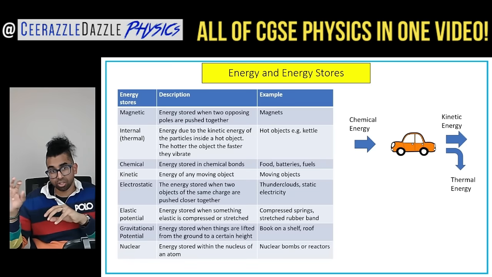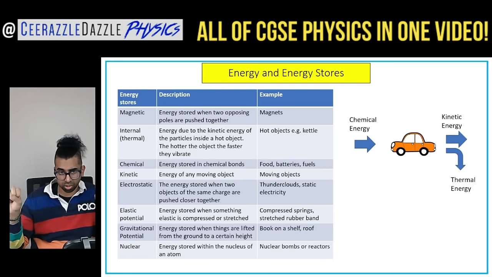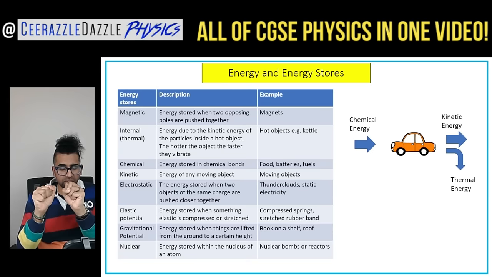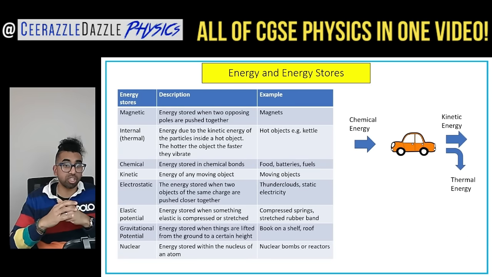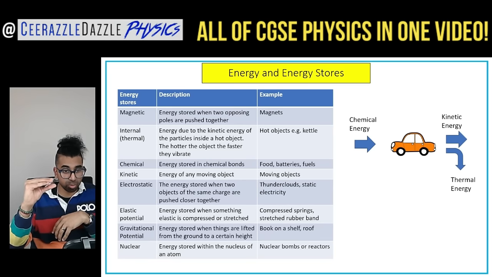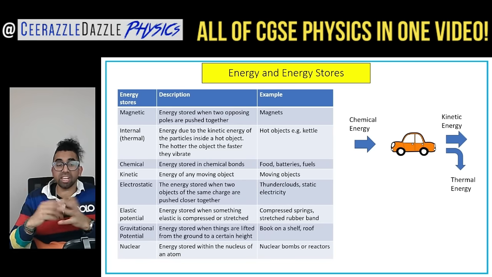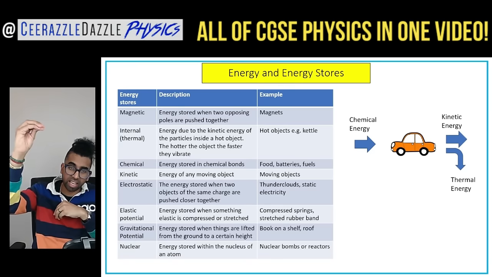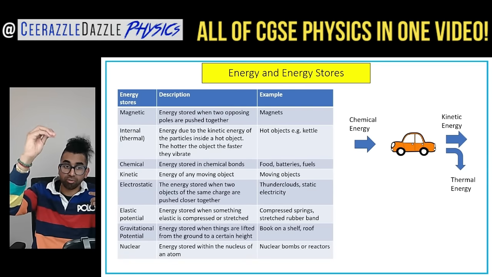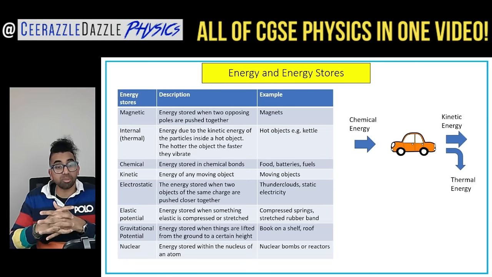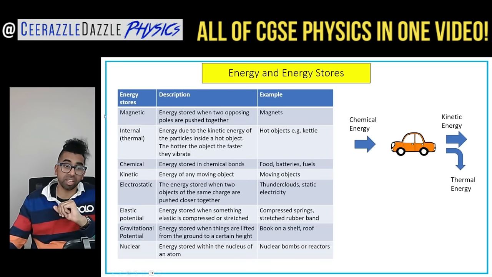Electrostatic: let's say you have two protons, they're positively charged. You bring them close together, they want to repel each other away. That's going to be electrostatic energy. Elastic potential: when you compress, let's say, a spring, it will have elastic potential energy stored. Gravitational: if you have an object, you put it into the air, it has the gravitational potential energy of falling down. Nuclear is going to be the energy stored within the nucleus of an atom. So that's going to be nuclear energy over here.